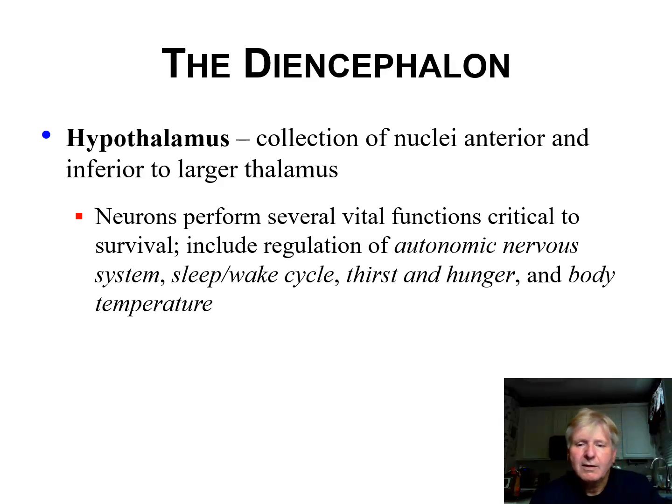The hypothalamus is a collection of nuclei anterior and inferior to the larger thalamus. Those neurons are very important for several vital functions critical to survival, which include regulation of your autonomic nervous system, your sleep-wake cycle, your biological rhythms, your thirst, hunger, and your sexual drives, and your body temperature regulation.